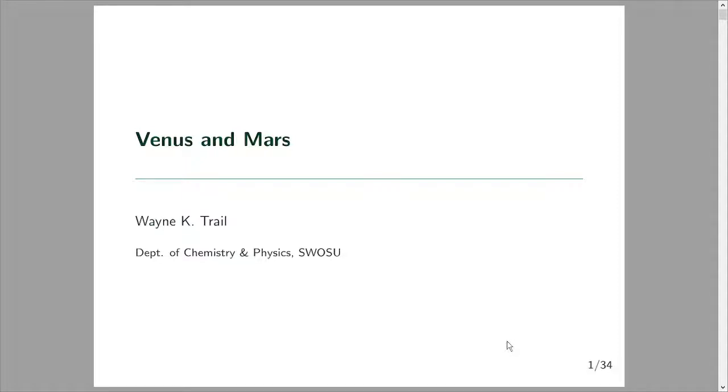Mars is just outside the Earth's orbit. It's 1.5 astronomical units from the Sun, compared to Earth's 1, and so it's called a superior planet. We'll talk about that as we go. We're going to begin by just giving a few general properties of each.